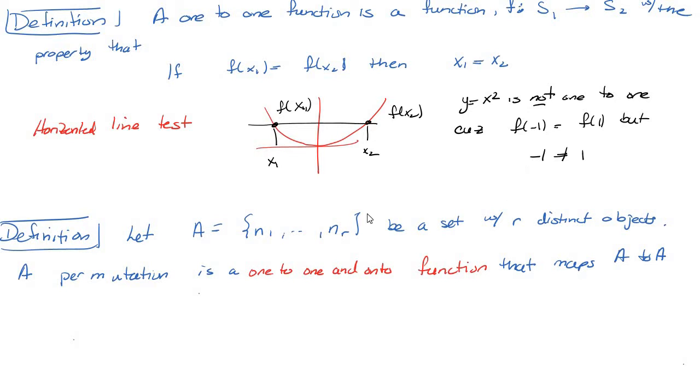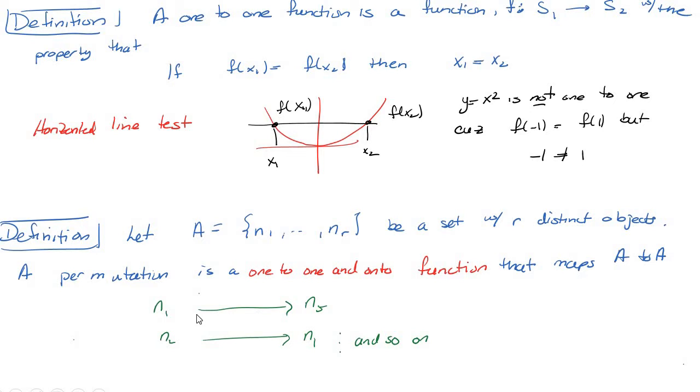So if I have a set with r elements in it, and they're all distinct, a permutation is defined to be a one-to-one and onto function that maps A to A. So it's just a rearrangement of these guys. The way we think of it is that onto means that everything in the range got something from the domain. Everything in the range is covered. So this function here is not onto on R because all the negative numbers were left out. Nothing can be left out in the range. Here, everything has to be covered.